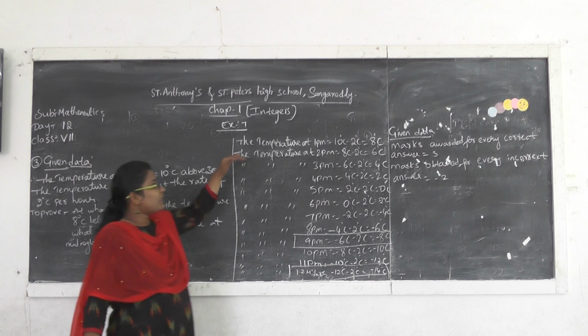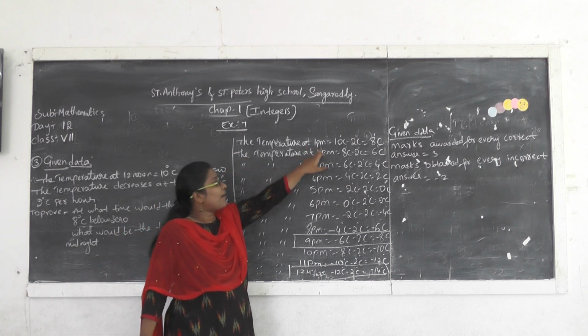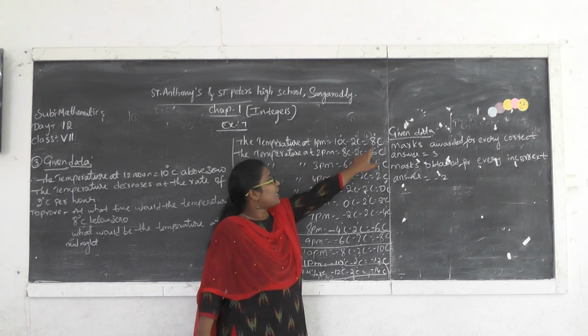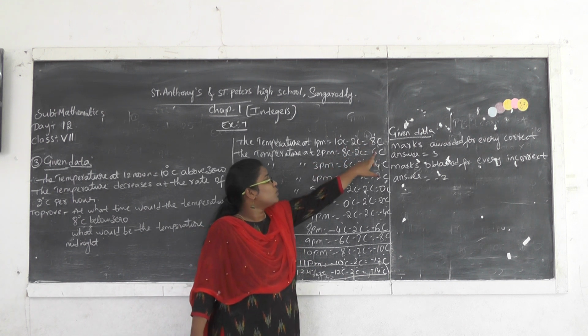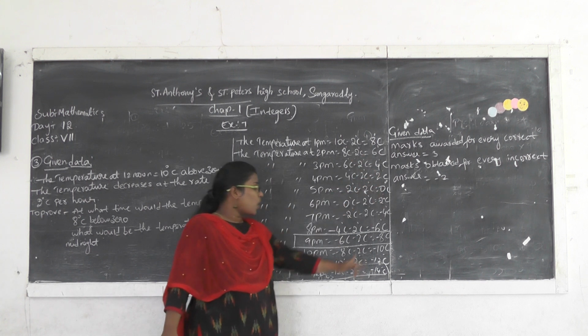So from 12 noon, after 1 p.m. onwards, we have to calculate 10 minus 2, 8. With this 8 we have to subtract again 2, 6. Next hour, 6 minus 2, 4. Next hour, 4 minus 2, 2. So on we have to do.